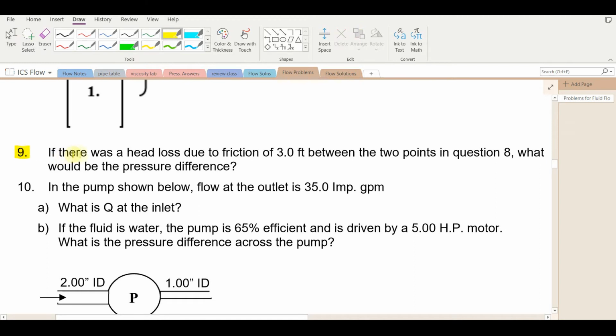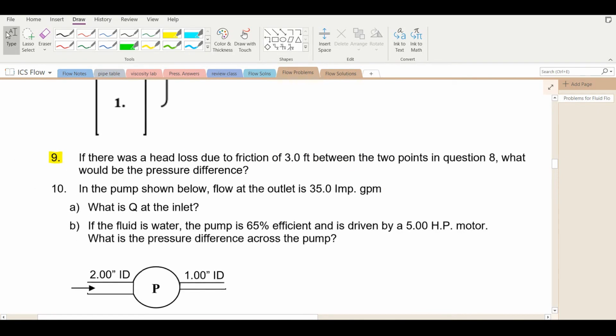Problem 9 says if there was a head loss due to friction of 3 feet between the 2 points in question 8, what would be the pressure difference? Remember I said they didn't give us a pressure drop due to friction? Well, now we have one for question 8. So we'll just add it in there.